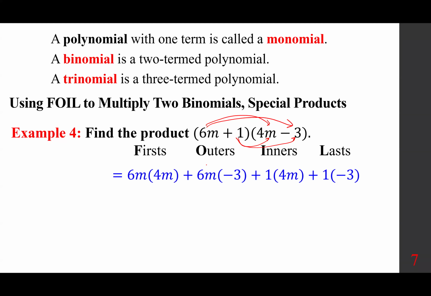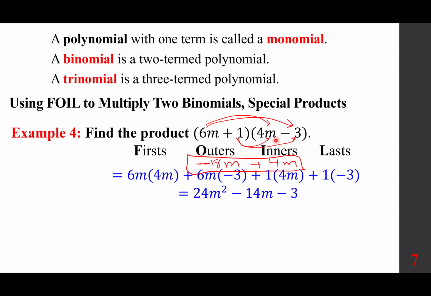over here is minus 18m plus 4m. These are the middle terms that can be added. The rest is very straightforward. This is 24m squared minus 14m minus 3. That's why you have to be very comfortable with the foiling so you can return it into a factored format.